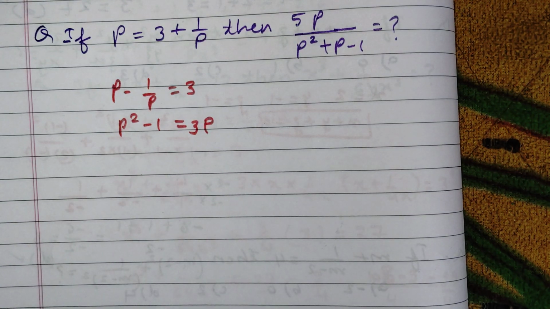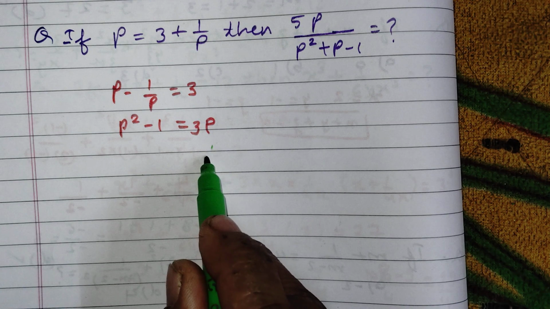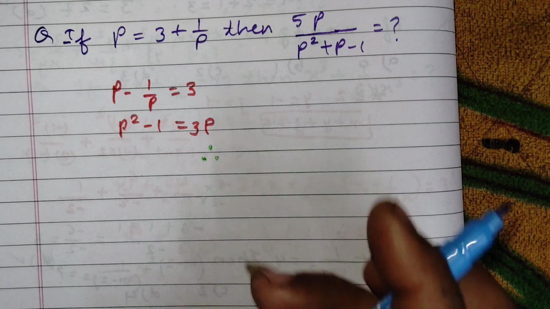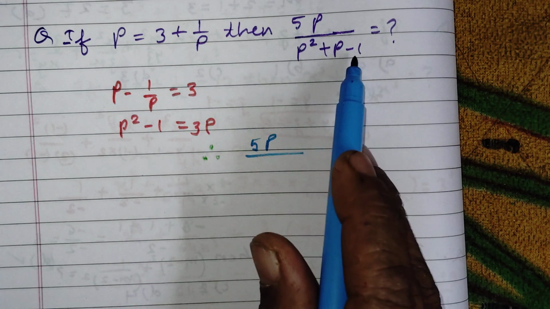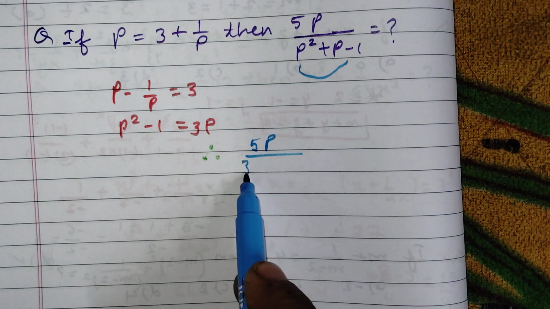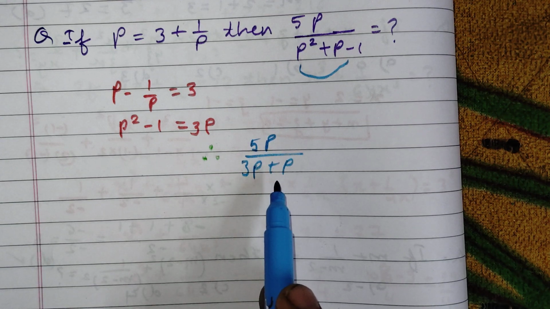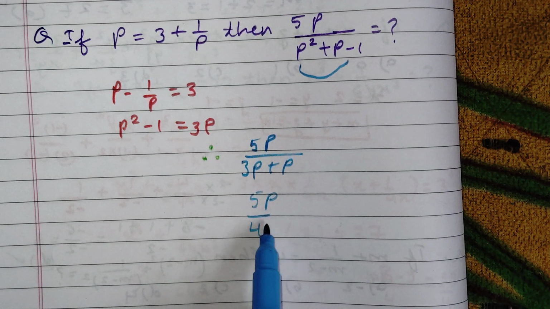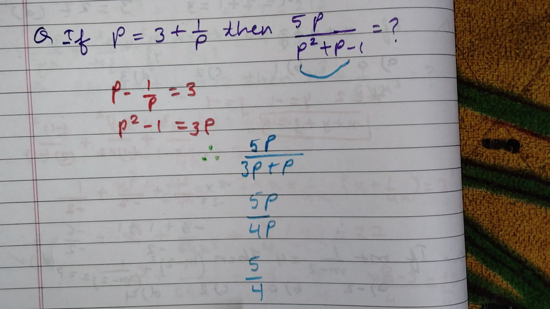Now we need to find the value of 5p upon p square plus p minus 1. So 5p upon p square, there is p square minus 1 in the denominator, its value we replace with 3p. So 3p plus p is there, so 5p upon 3p plus p, 3p plus p becomes 4p, so 5p upon 4p, p cancels out, it gives us the answer 5 upon 4.